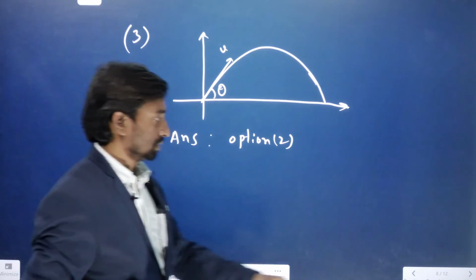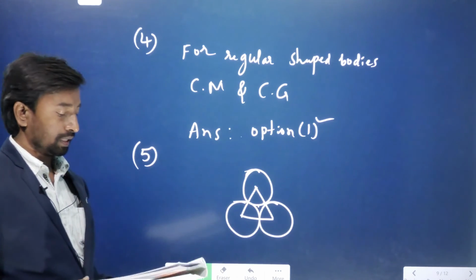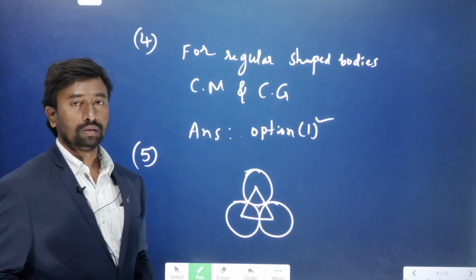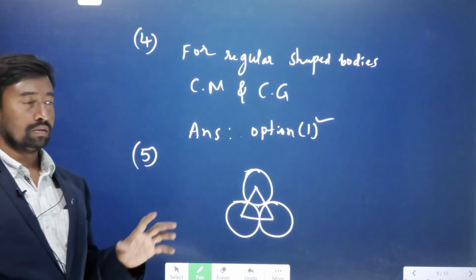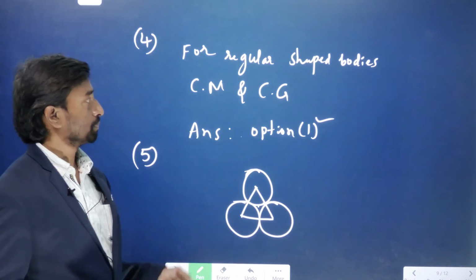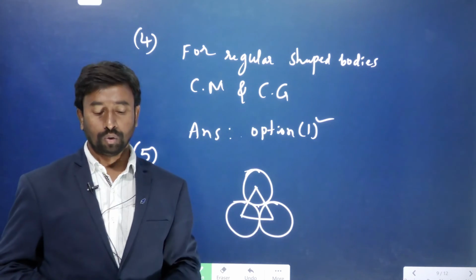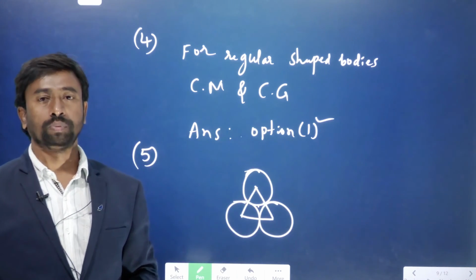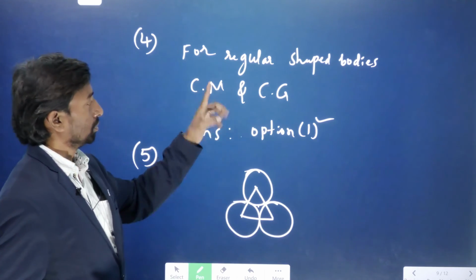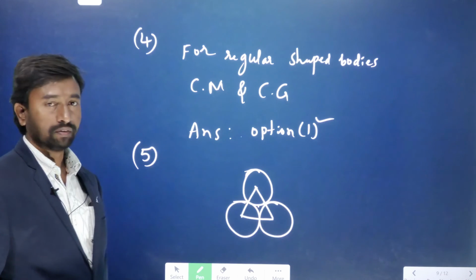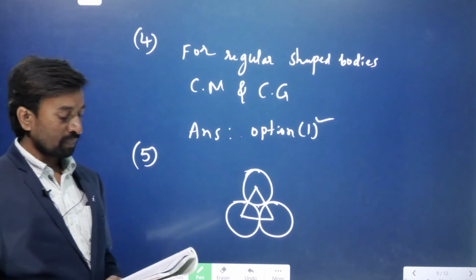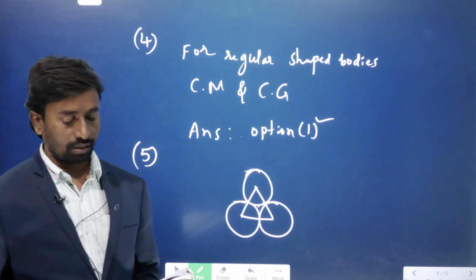Okay. So next one: for regular shaped bodies, center of mass and center of gravity are coincident. Center of mass is nothing but what? The whole mass of a system of particles seems to be concentrated at one point. That point is called the center of mass. And the center of gravity is nothing but the point where the whole weight of the body seems to be concentrated. That point is called the center of gravity. For regular shaped bodies, the center of mass and center of gravity will coincide. Here the options are given. First option, coincide with one another; does not coincide with one another. Second option.